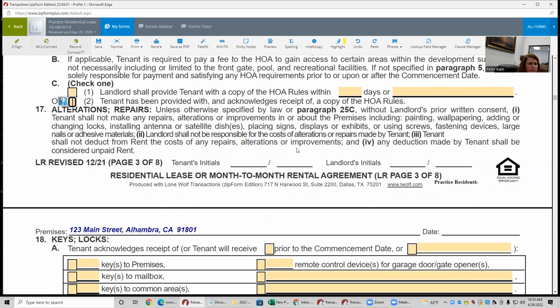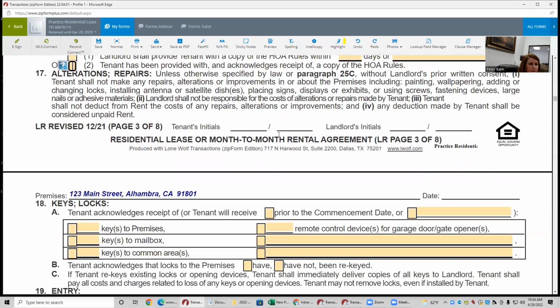One thing to remember on this is just that if the tenant is making any alterations or repairs to the unit, they need to get the landlord's prior written consent. And the landlord is not responsible for the costs of alterations or repairs made by the tenant. Okay, so if the tenant wants to paint a whole room pink or something, they need to have the landlord's prior written consent.